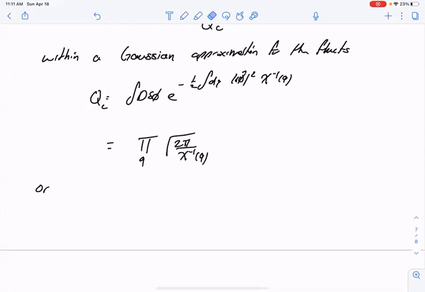Or, in terms of a free energy, we have our mean field free energy less 1/2. We can turn the log of a product into a sum, and in the infinite limit, that sum over Fourier modes becomes an integral. So we have an integral over q log of chi inverse of q.